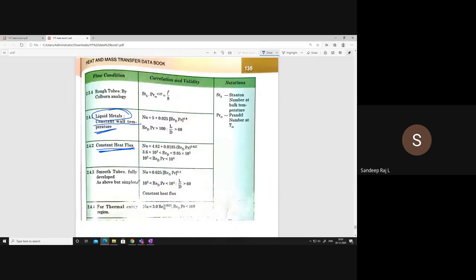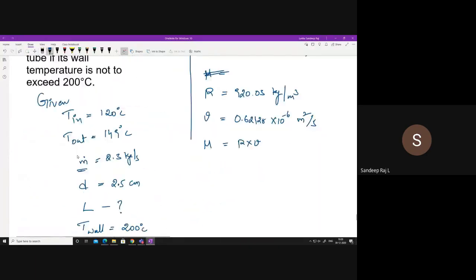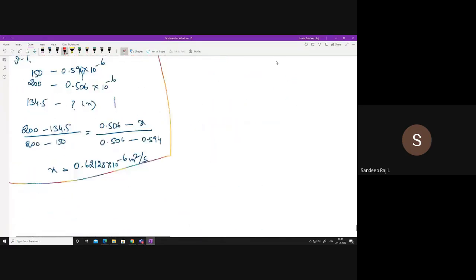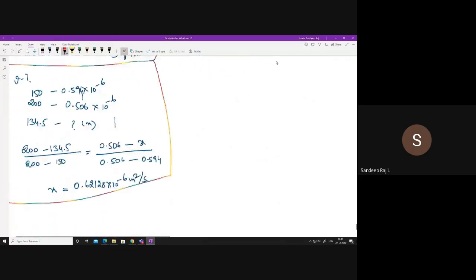In this liquid metal section, we have two formulas. One formula is for constant wall temperature. The other formula is for constant heat flux. So which formula will you use, this one or this one? You have to use constant heat flux, because in the question it is clearly mentioned that this is a constant heat flux problem. So you have to use the constant heat flux Nu formula here.